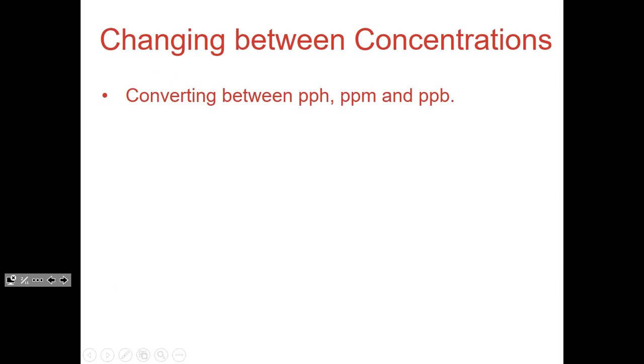Now, let's say we're converting between ppH, ppm, and ppb. This is a very different type of math than when we involve molarity. And this is actually a fundamental, easy type of math that most of you have done before. So first, we're going to write what it means. Remember, I said we always start with writing what it means. And then second, we're going to set up a proportion so that we can convert from one to the other. It really is that simple.